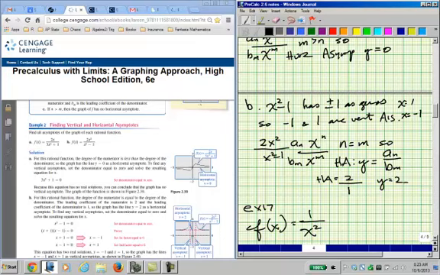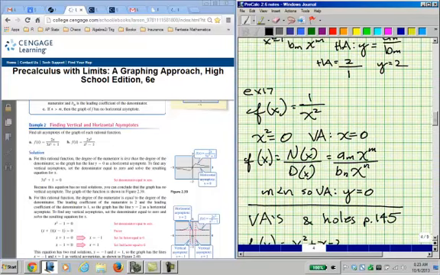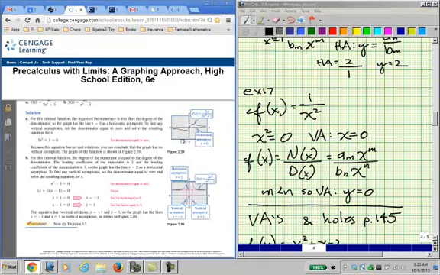So let's do exercise 17, 1 over x squared. Okay, well, we have a vertical asymptote at x equals 0, obviously. And the degree of the numerator is 0, and the degree of the denominator is 2. So we have a horizontal asymptote at y equals 0. All right, now let's move on.